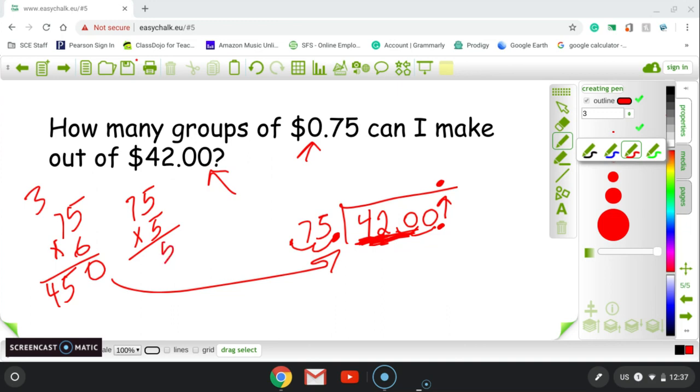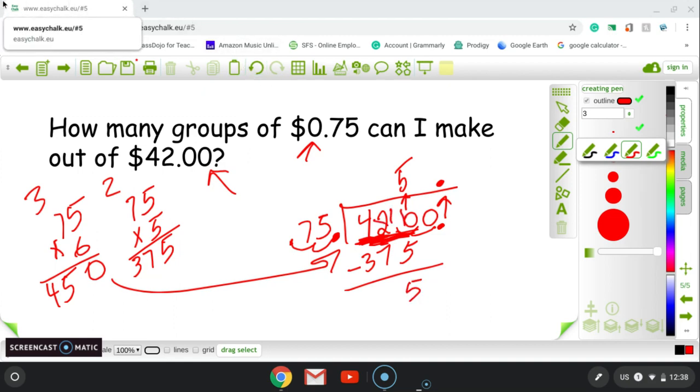5 times 5 is 25. 7 times 5 is 35, plus 2 is 37. So 375. 5 times will work. I'm going to put my 5 above the 0 of 420. And then 5 times 75 is 375. And then I'm going to subtract. 0 minus 5 I can't do. Regroup it. 10 minus 5 is 5. 1 minus 7 I can't do. 11 minus 7 is 4. I have no idea what that cursor is doing. That's crazy.